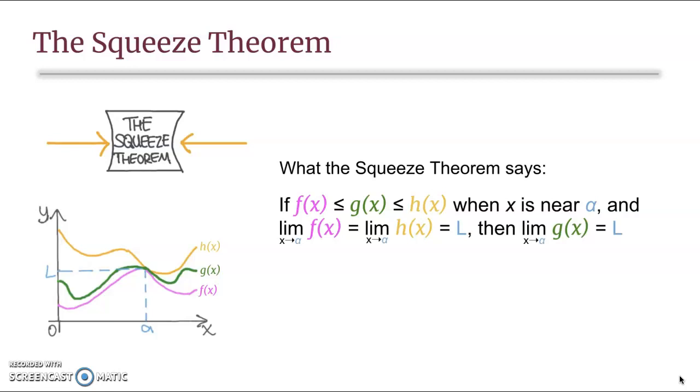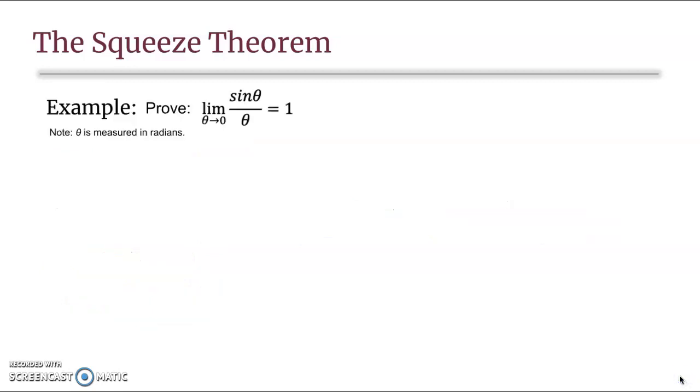If you look at the diagram on the left, you'll see that green function, g of x, is sandwiched or squeezed between h of x and f of x when you're at the x value alpha, and that all three of them have the same limit. We're going to use some algebra and geometry to prove that the limit as theta approaches 0 of sine theta over theta equals 1 using the squeeze theorem.